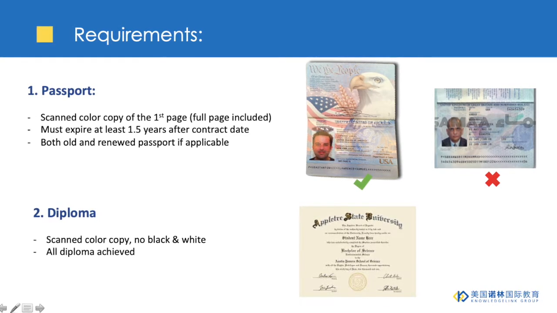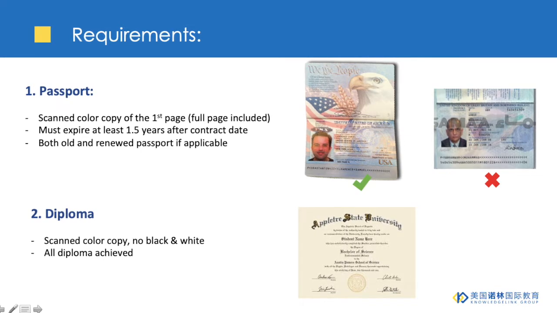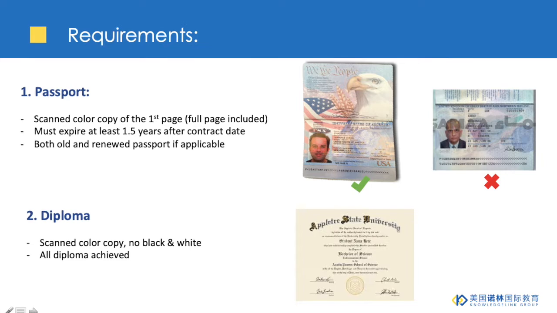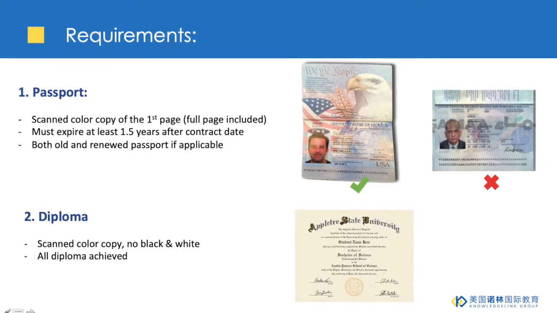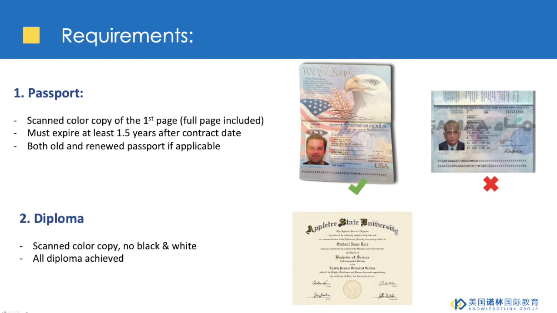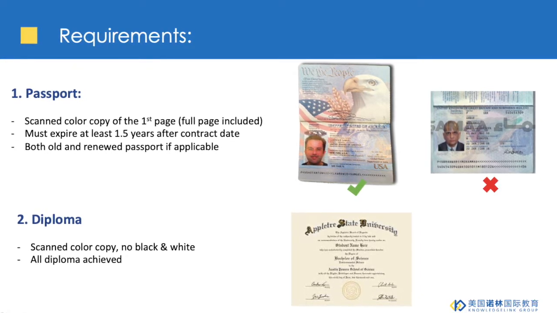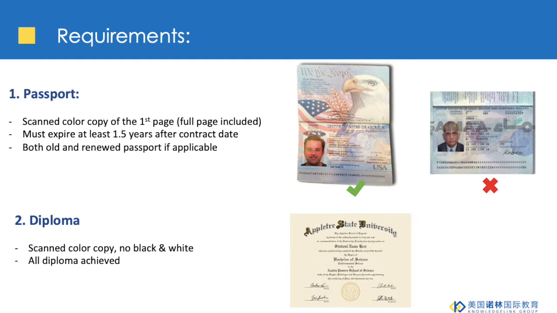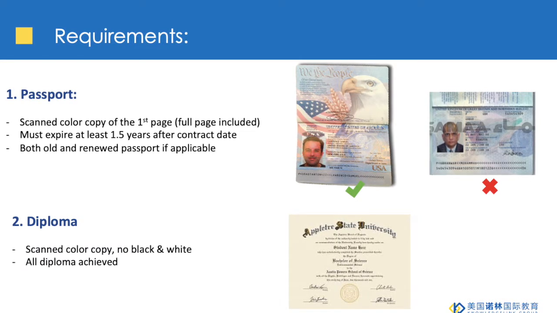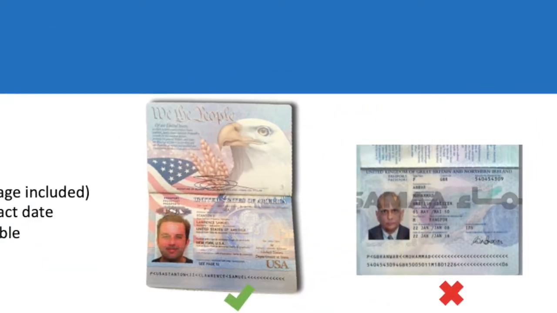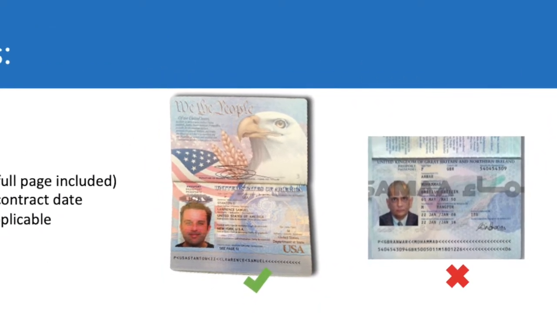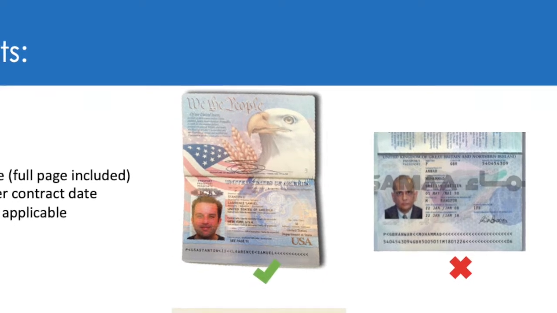So first, passport. Please scan a color copy of the first page of your passport, and both the top and bottom page should be included. And it must be valid at least 1.5 years beyond your contract end date. If you have an old passport, please also scan it to us. Here are two samples. The left one is good, but the right one won't be accepted due to the missing part of the top page.